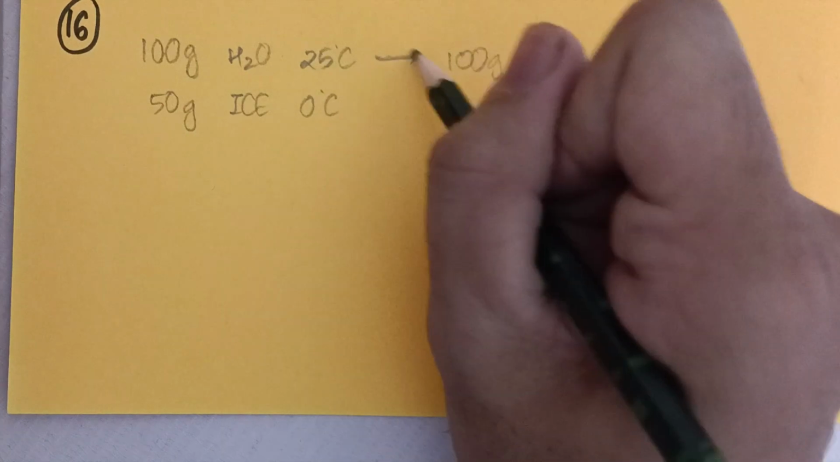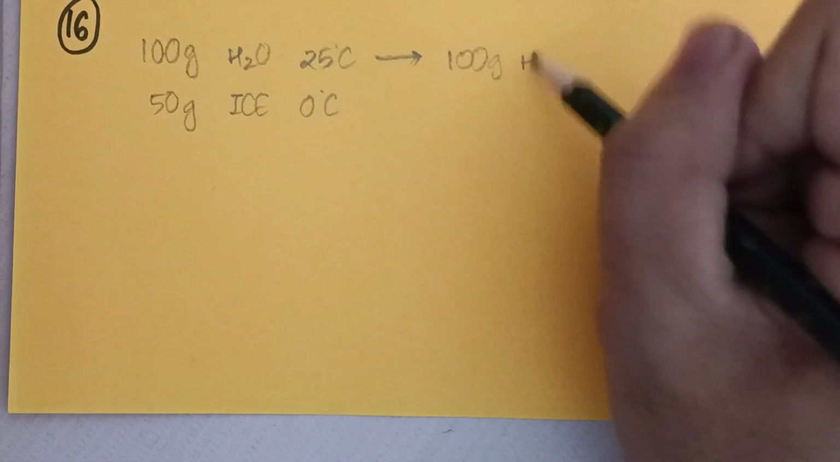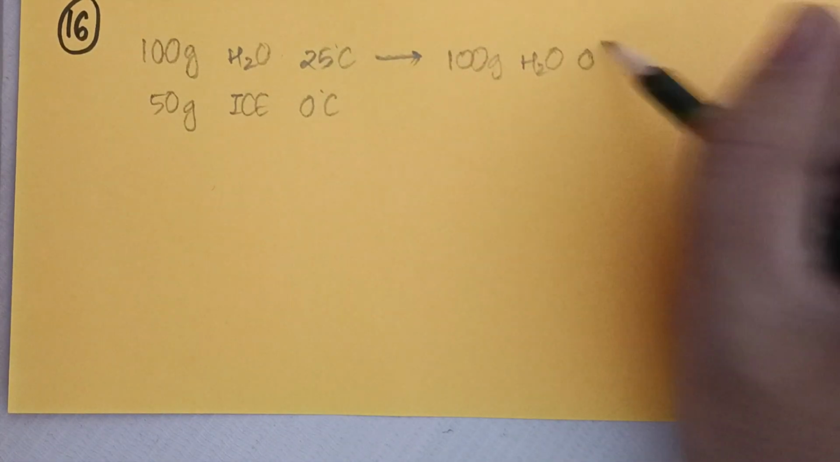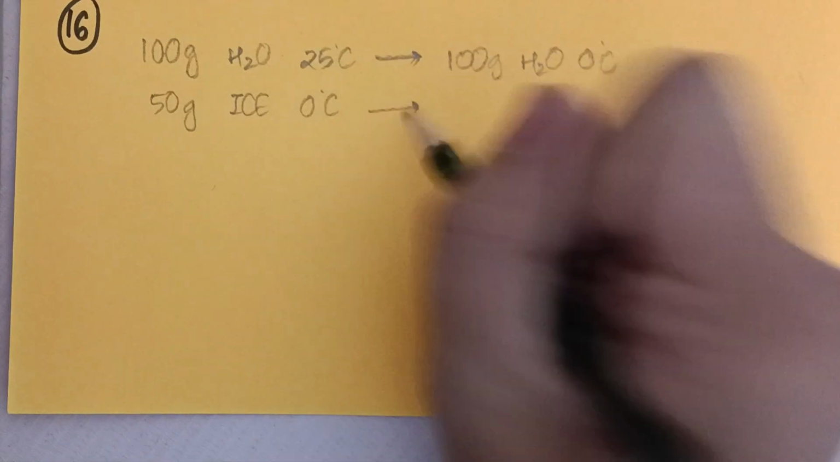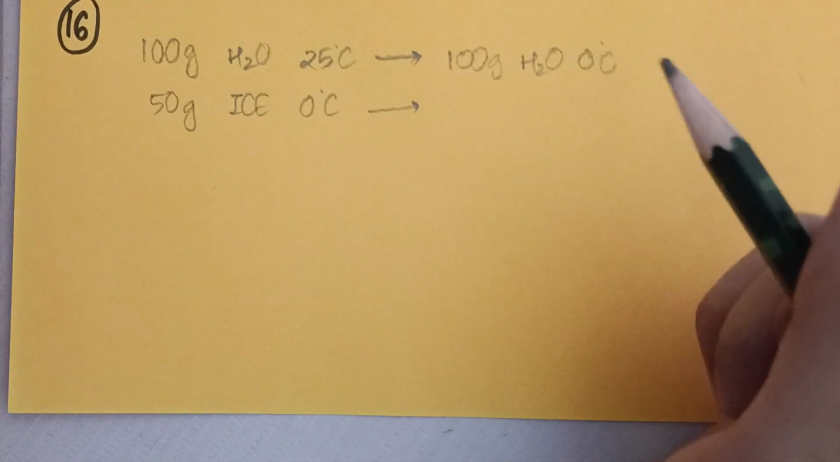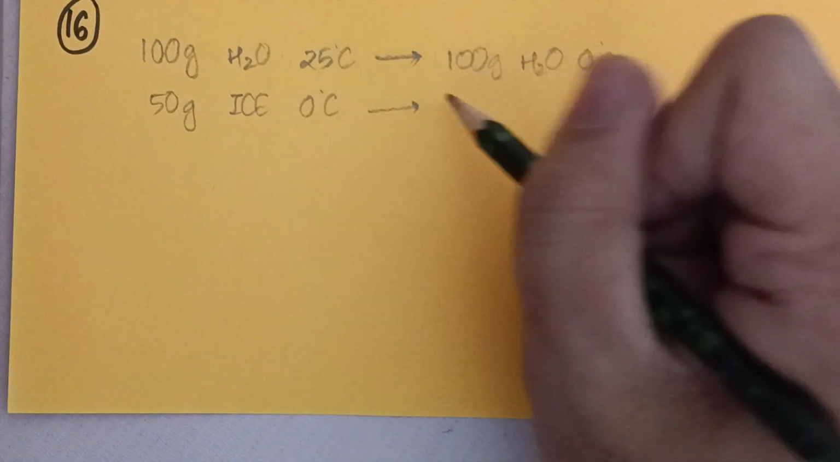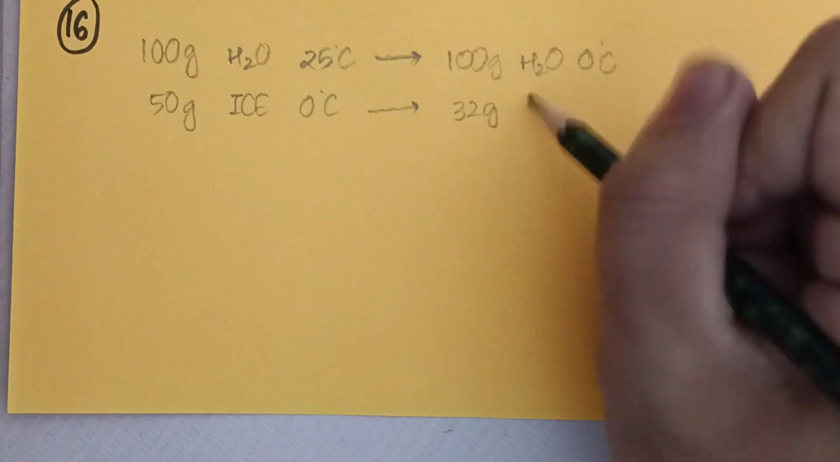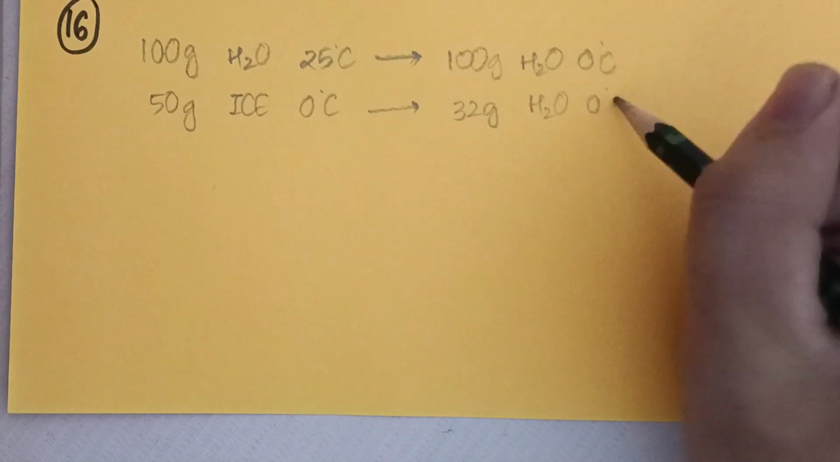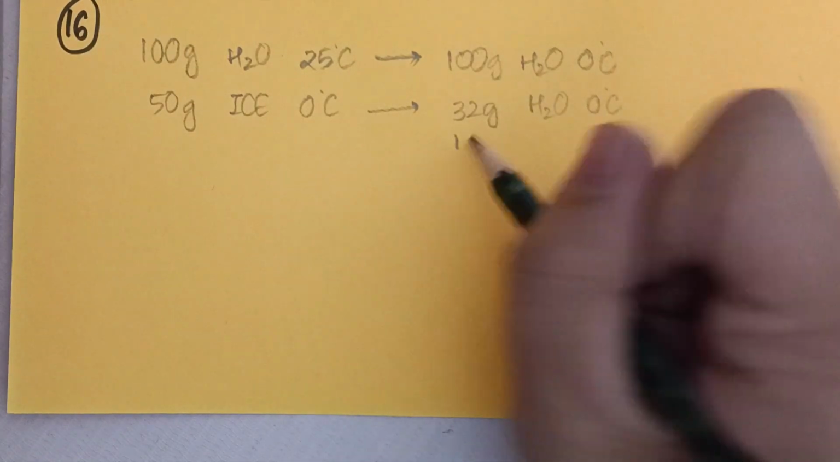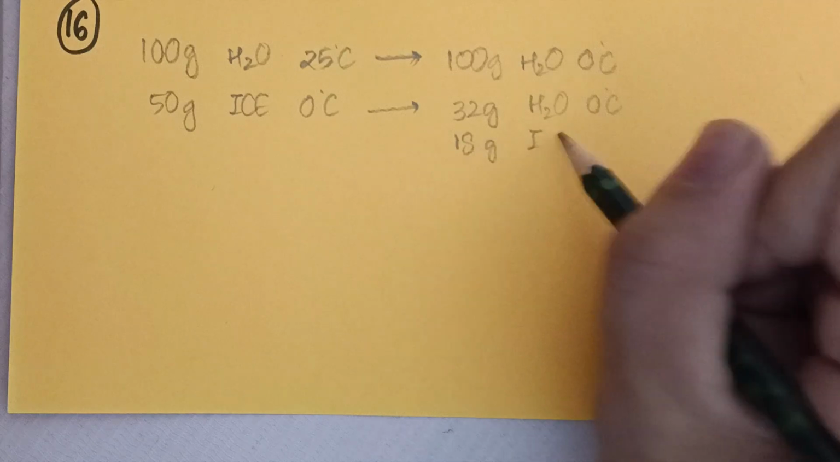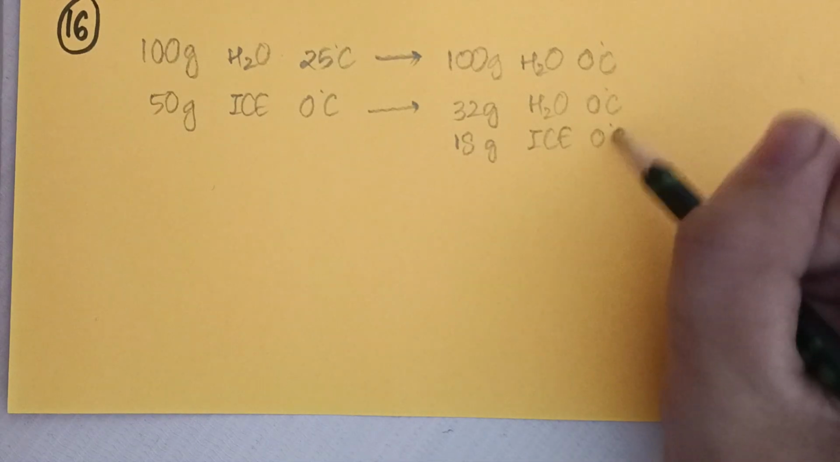Now the water is stirred until the temperature of water has fallen to 0 degrees Celsius. So water goes from this to 100 grams of H2O, but this time at 0 degrees Celsius, and ice goes from 50 grams of ice at 0 degrees Celsius to 32 grams of H2O at 0 degrees Celsius because that part has melted, and 18 grams of ice at 0 degrees Celsius.